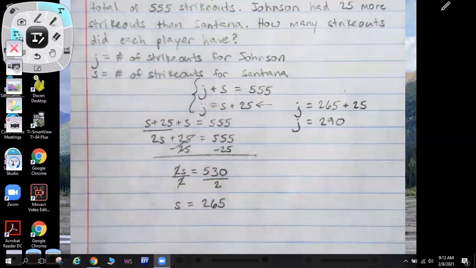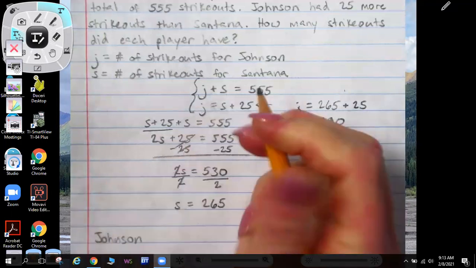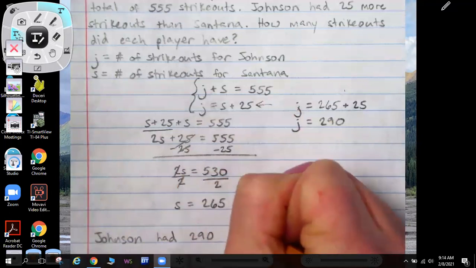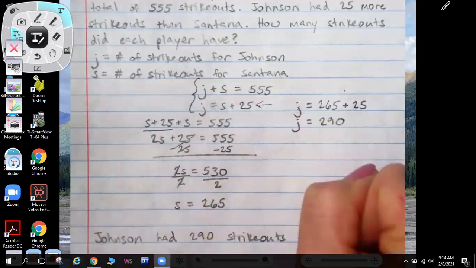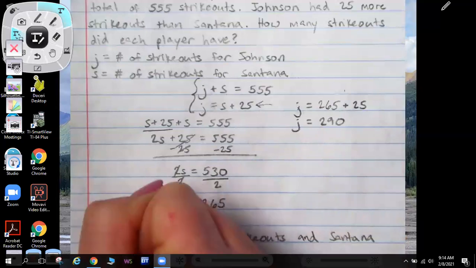So double check our answer. We were told that when you combine both their numbers of strikeouts, the total number is 555. So just double check that 265 plus 290 equals 555, and it does. Okay, so our answer: Johnson had 290 strikeouts, and Santana had 265 strikeouts.